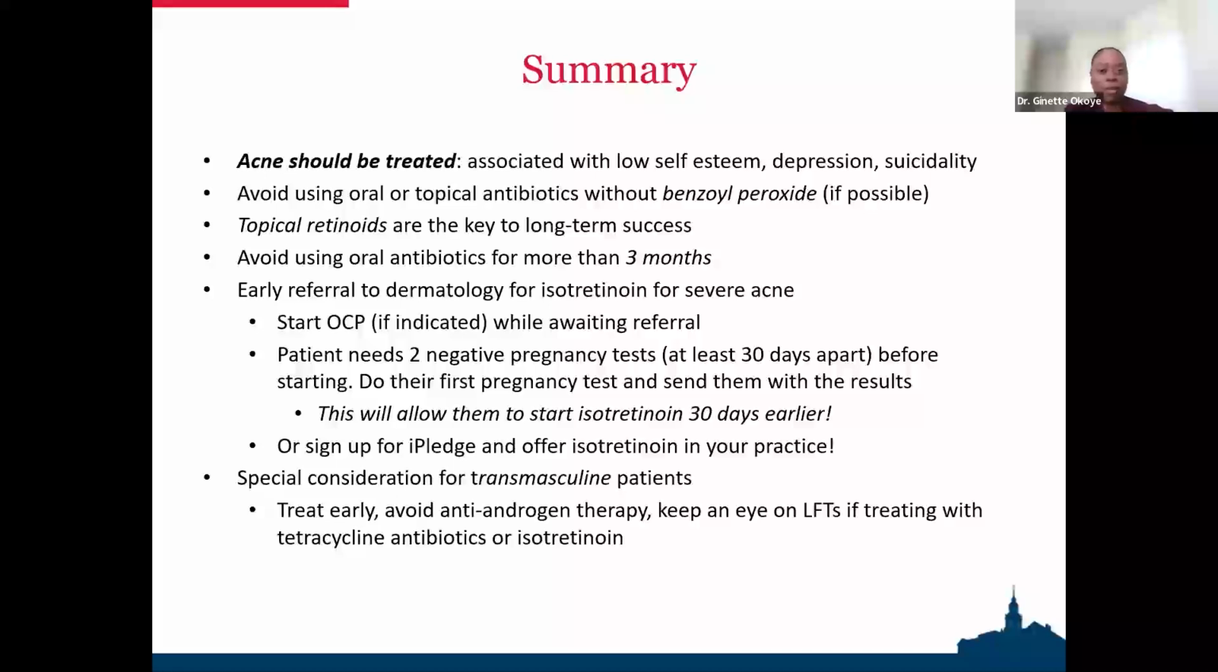Consider signing up for iPledge and offering isotretinoin in your practice, especially if your patients don't have access to derm. And then remember, our transmasculine patients, treat them early. Don't block androgens with spironolactone in this patient population, and keep an eye on their LFTs if you're using tetracyclines or isotretinoin. And if patients want to use integrative therapies for their acne, tell them to avoid dairy and try a probiotic with those specific lactobacillus species that I mentioned.